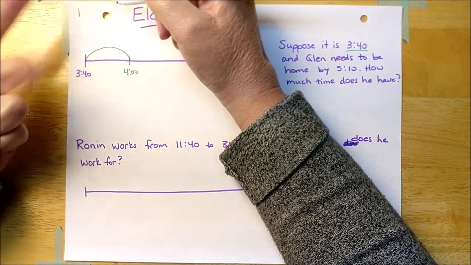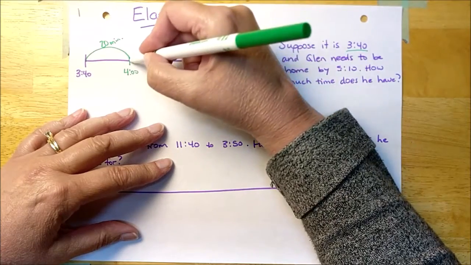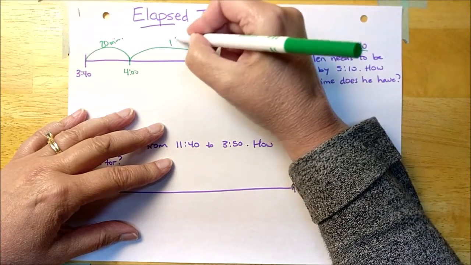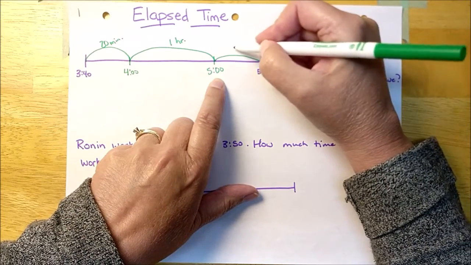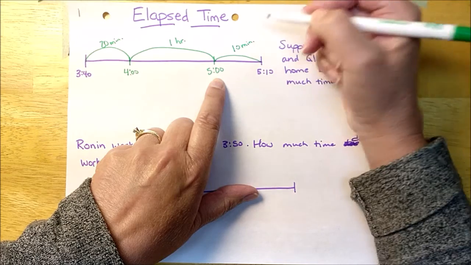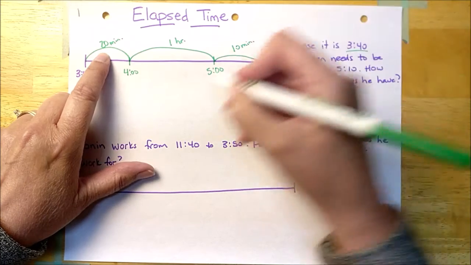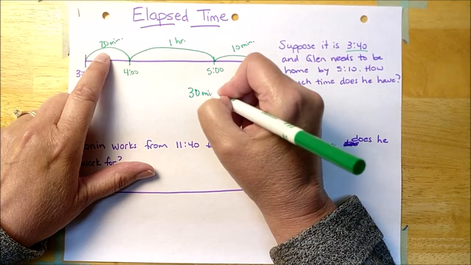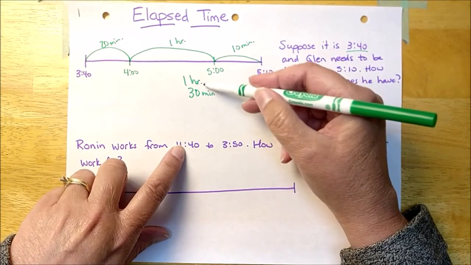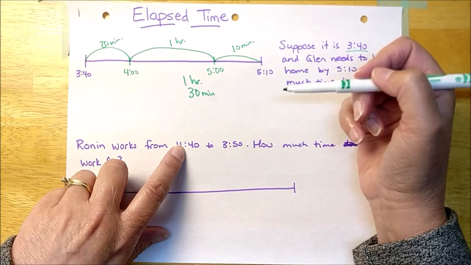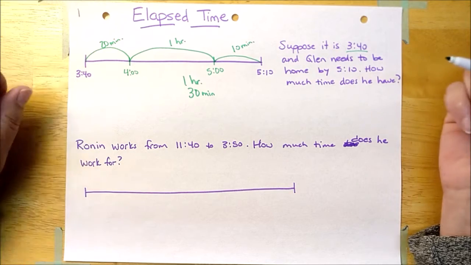So 45, 50, 55, at the top of the hour, 20 minutes. From 4 to 5 is 1 hour. And from 5 to 5:10 is 10 minutes. So if I was going to add these together, I would say 20 minutes plus 10 minutes equals 30 minutes and 1 hour. So I can say that Glenn has 1 hour and 30 minutes from when he starts something to when he needs to be home.